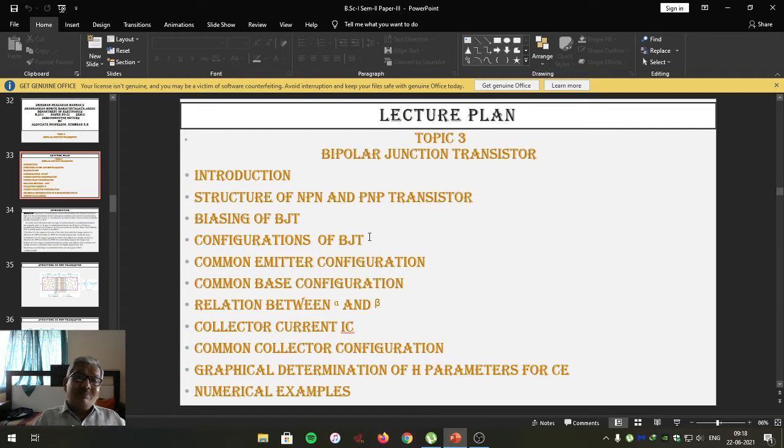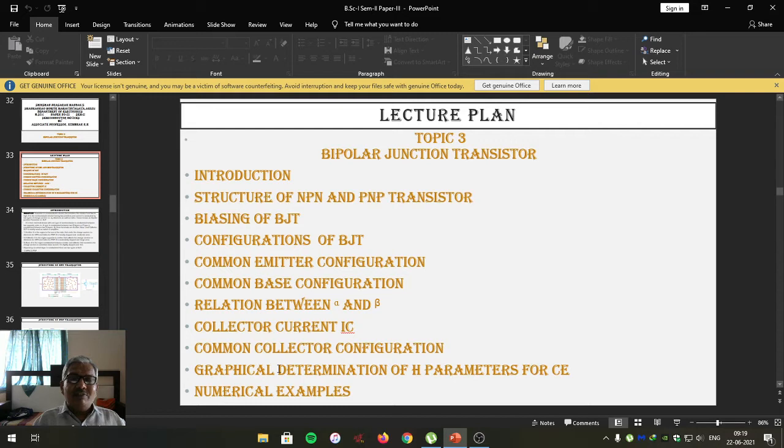Then we are going to study configurations of BJT. What are the configurations in which the BJT can be used? That we are going to study. The configurations are common emitter configuration, common base configuration. After that, we are going to study the relation between alpha and beta. Then we are going to determine the formula for collector current IC. At last, we are going to study common collector configuration as a third configuration.